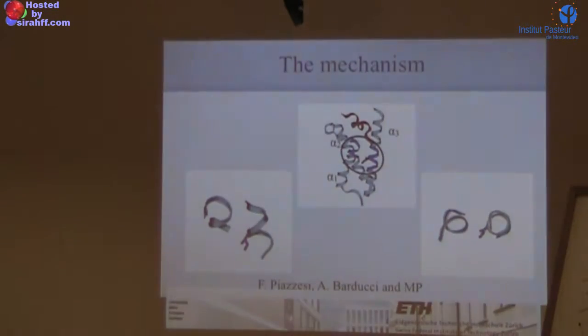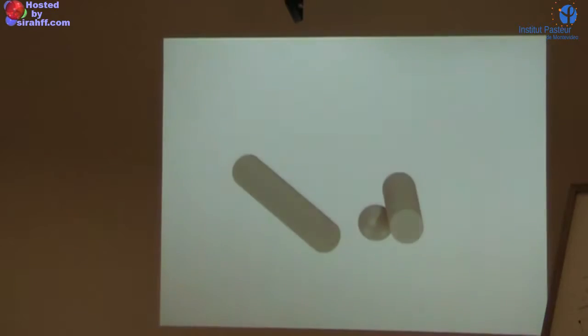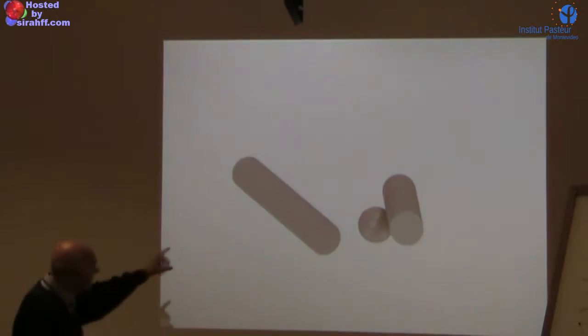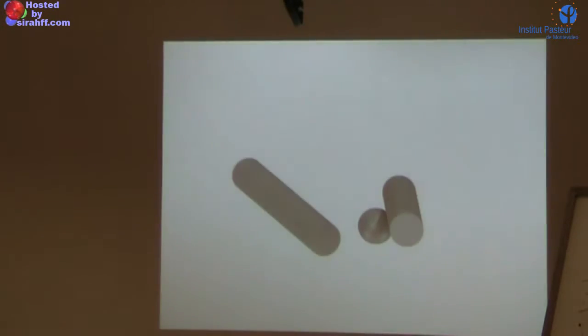Are we going to proceed with the talk? Okay. The kind of movement here is a bit complicated to show.